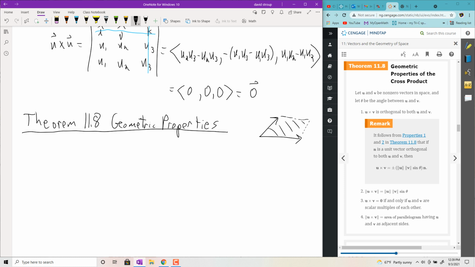Okay, so the first one to note is that the cross product of two vectors is orthogonal to the individual vectors. Okay, so it is perpendicular. No, let's say orthogonal, it's probably better.